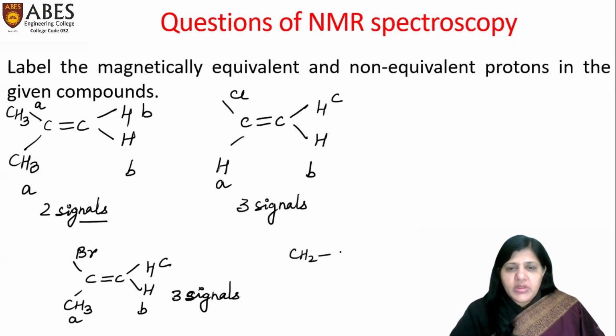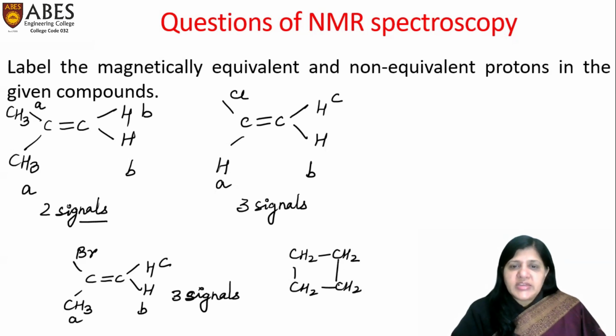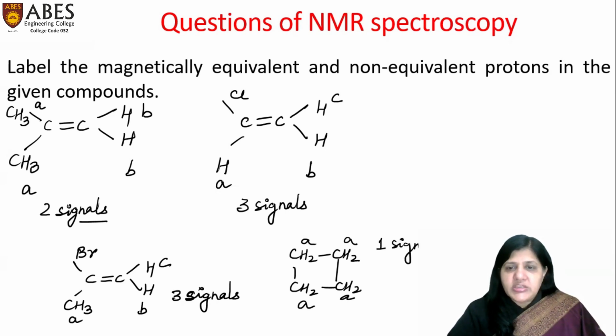One more example, this is cyclobutane. In cyclobutane, all the CH2 groups are identical. All protons are the same. This compound will give one signal in NMR spectrum because all the hydrogens are the same.